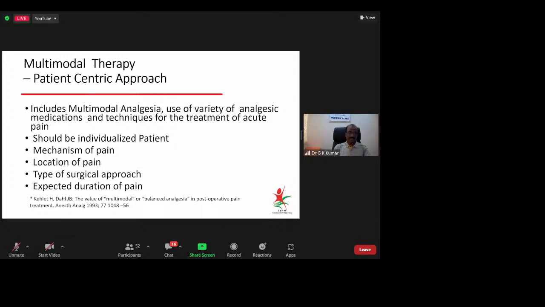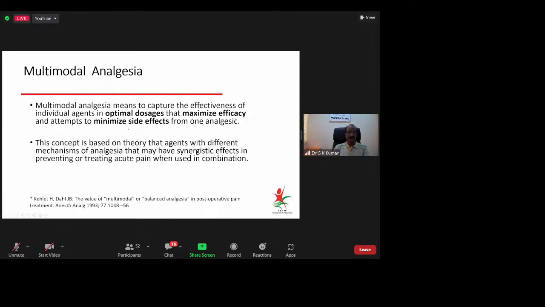Location of the pain, the type of surgery, and the expected duration of the pain: all these things you have to consider before choosing multimodal analgesia. What is the drug? What is the technique? How much is needed? What is the dose to be administered? All these things come in. You have to decide, and it should be tailored for each and every individual patient.